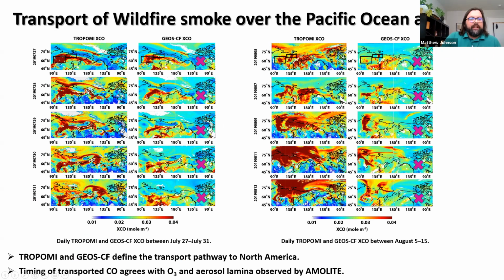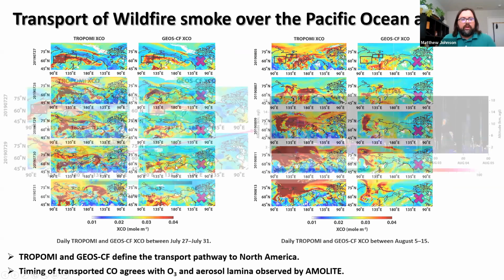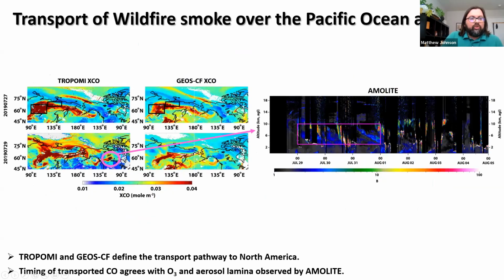To the left, what you can see, from TROPOMI and the model, is there are very large CO enhancements over central Siberia being transported generally directly to the east across the Pacific Ocean. And then by July 29th, in the satellite and in the model, you can see that this wildfire smoke is connecting all the way from Siberia directly over the Ammonite location.